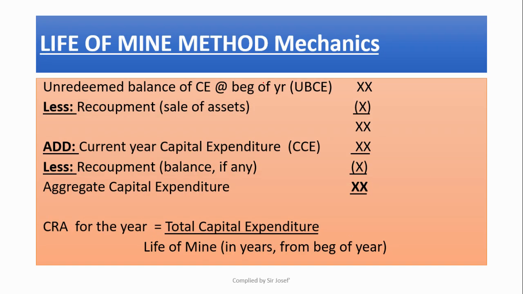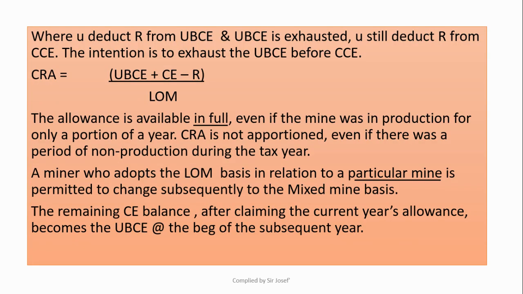Okay, so this is basically the conceptual framework. What do we do when we are using the life of mine method per paragraph 2 of the 5th Schedule? We start with the unredeemed balance of capital expenditure, UBCE. We less recoupment. Then after lessing recoupment, we add current year capital expenditure. Then if we have other recoupments left, we can less it again here. Then after that, we divide it by the life of mine. That is the conceptual framework. Okay.